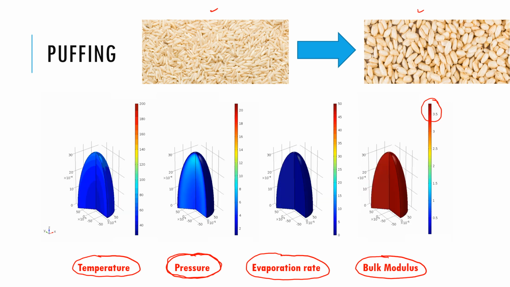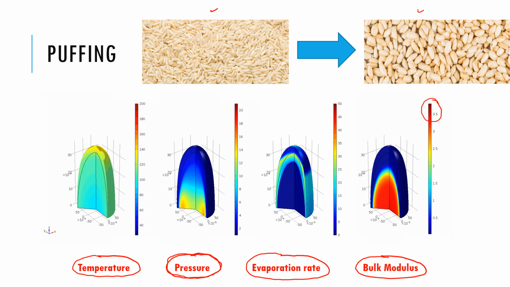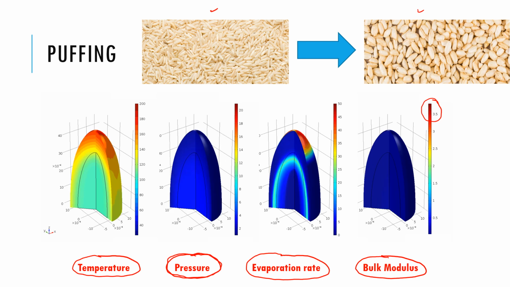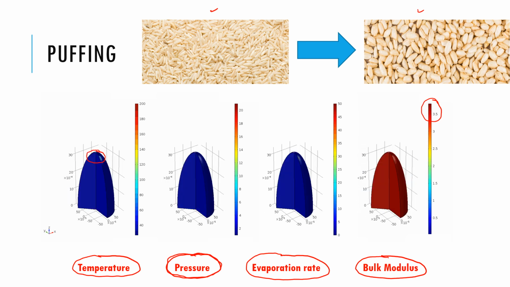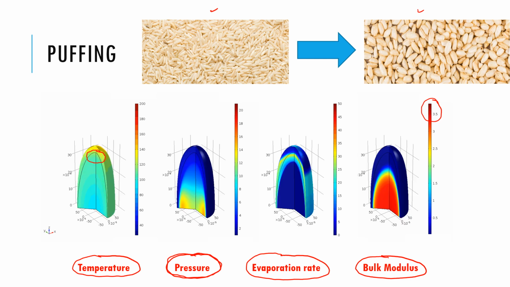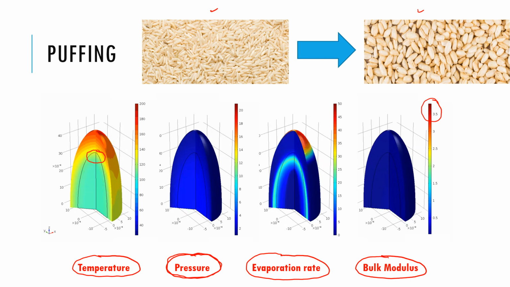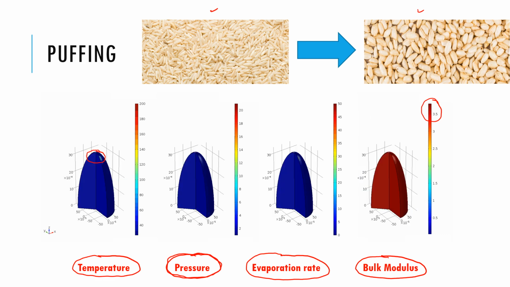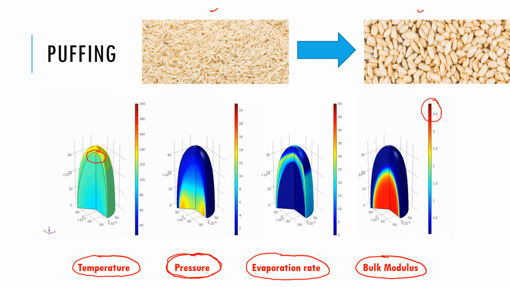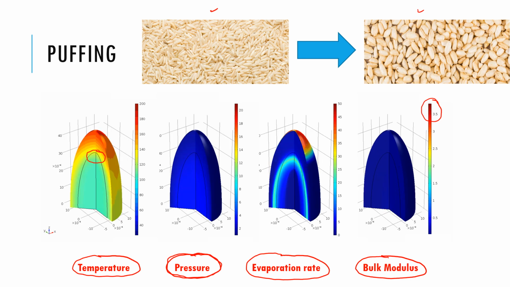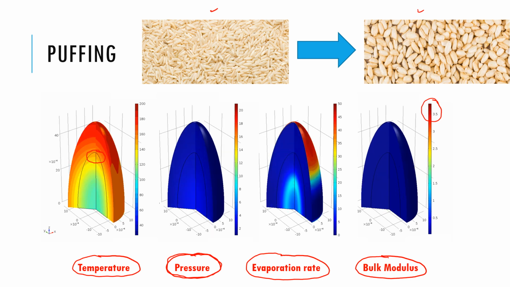Now you can see, of course, variation with time, but you can also see variation with space. So you can see this kind of a corner, the end of the rice, it heats the fastest and therefore it expands the first. So you can see in a tiny rice grain, you can see all these very complex processes happening in space and time.